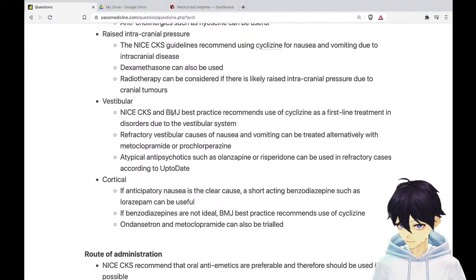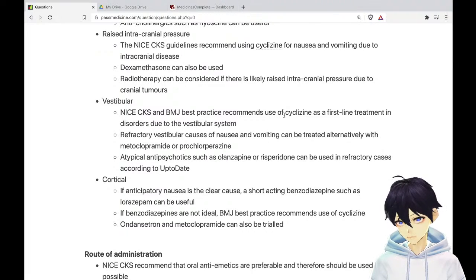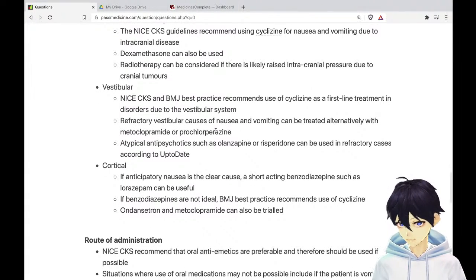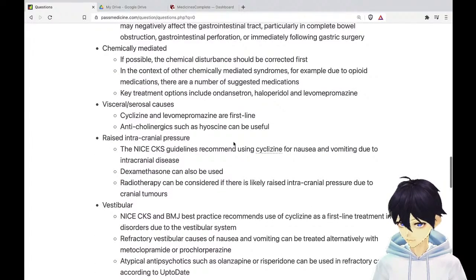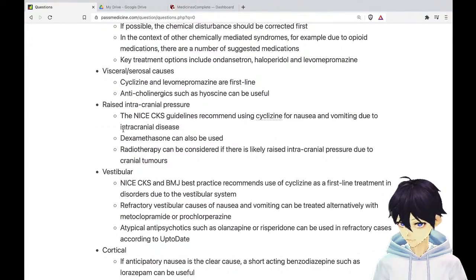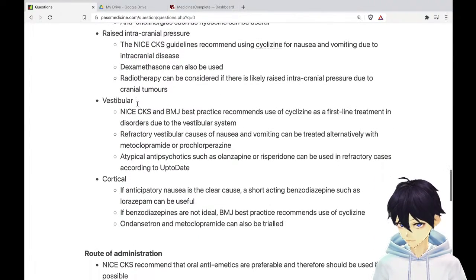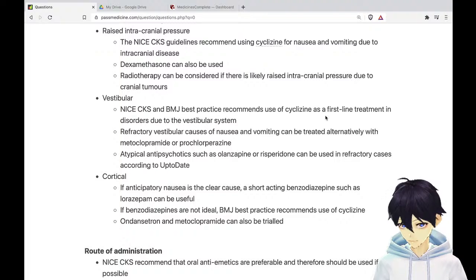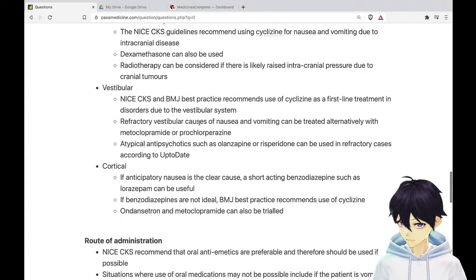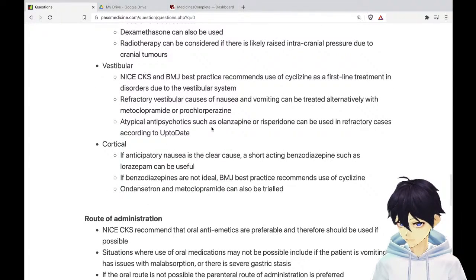Vestibular. NICE-CKS and BMJ Best Practice recommend use of cyclizine as a first-line treatment in disorders due to the vestibular system. So for a lot of them, cyclizine is actually first line. Visceral, cyclizine first line. Raised ICP, cyclizine first line. Can use dexamethasone as well. Vestibular cause, cyclizine first line again. Refractory vestibular causes of nausea and vomiting can be treated alternatively with metoclopramide or prochlorperazine. Atypical antipsychotics such as olanzapine or risperidone can be used in refractory cases according to UpToDate.